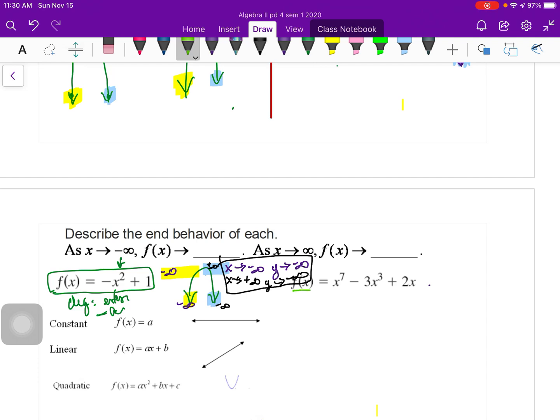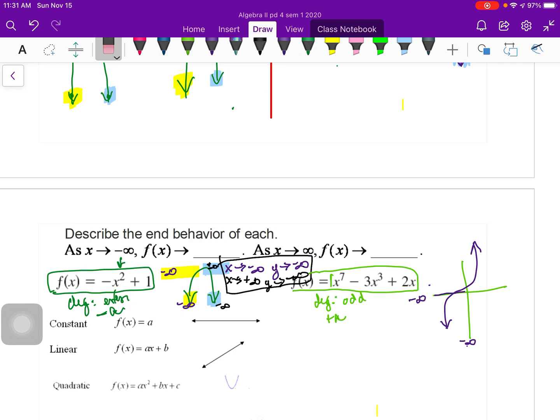Okay, let's look at the next one. f of x equals x to the 7th minus 3x cubed plus 2x. So my degree is odd. My leading coefficient is a positive a because it's a 1. So odd degrees that are positive. So to get a positive a, as these x's go negative, I'm going to have my y's go negative because negative makes a positive. So I'm going to have to start here and do something like this.